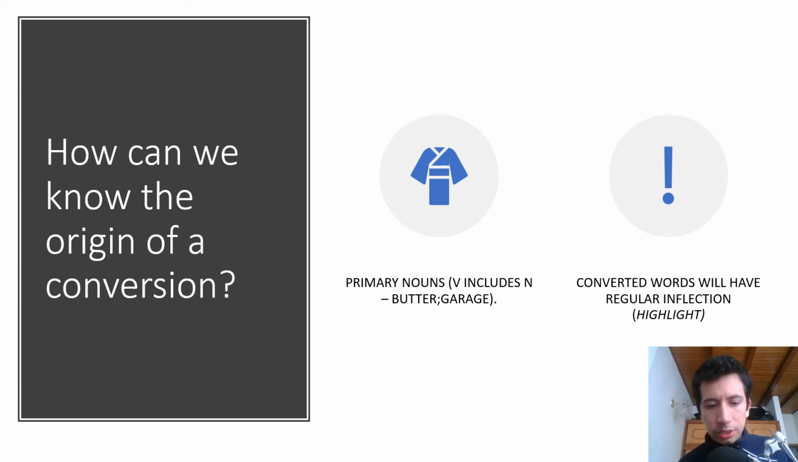So another question that you may be wondering right now is how can we know the origin of a word? So is this word original, or is this word derived from that word? And that is the case of most noun to verb conversions. We have, for example, here butter. So how can I know if butter is the derivation or is it the original? Well, we have this rule: primary nouns will always have the infinitive form or the original form. And this means that the derived form will carry the meaning of the original form.